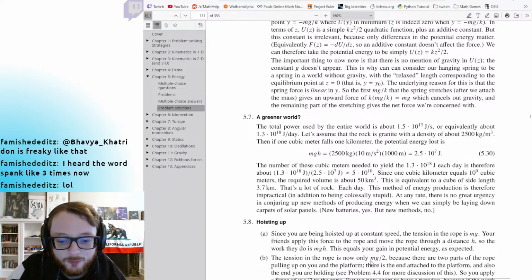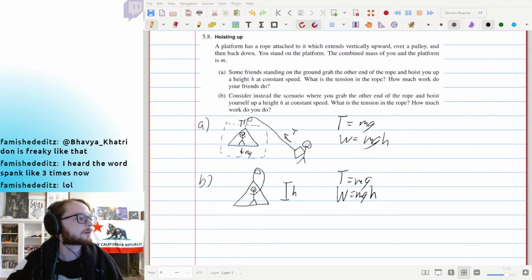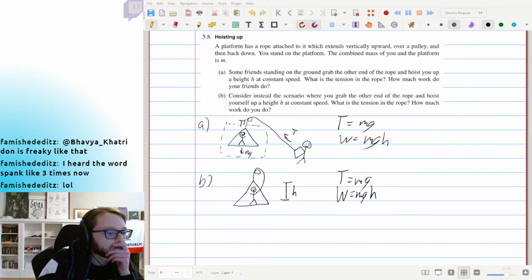Tension in the rope is now only mg/2 since there are 2 parts of the rope pulling on you in the platform. Really? The tension in the rope is mg/2.